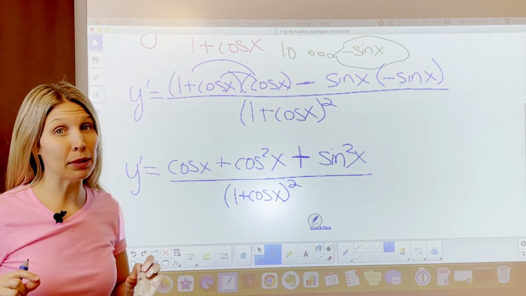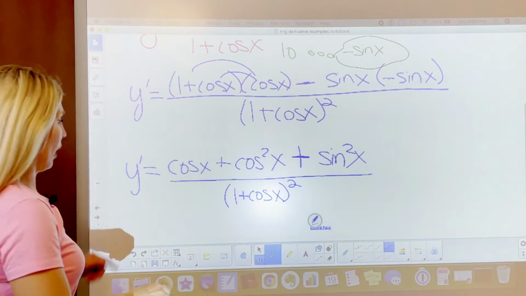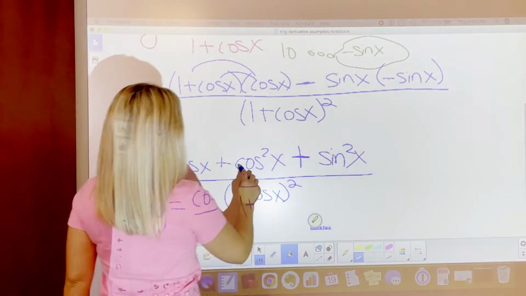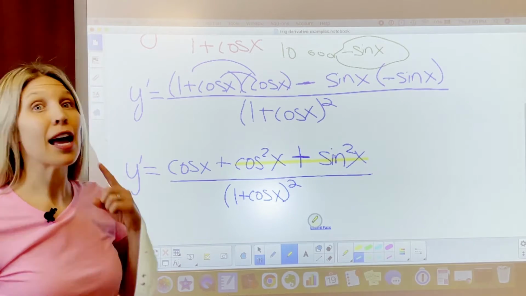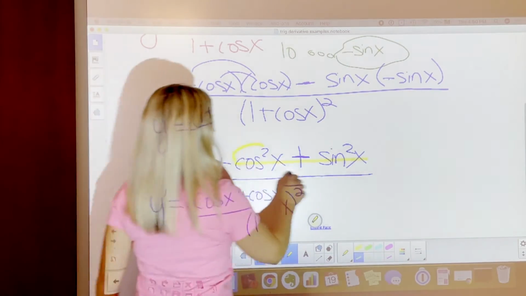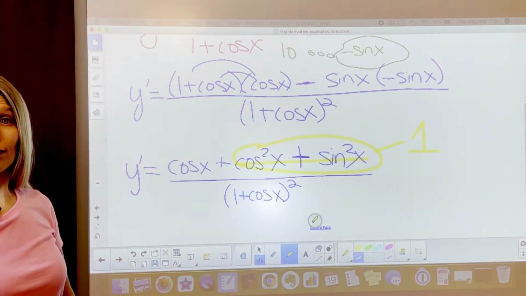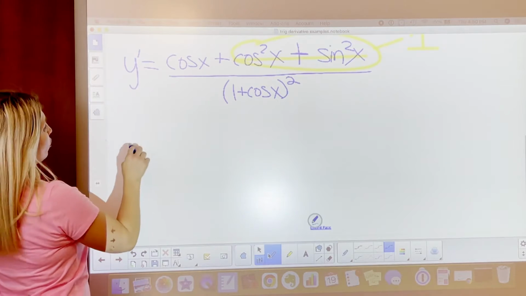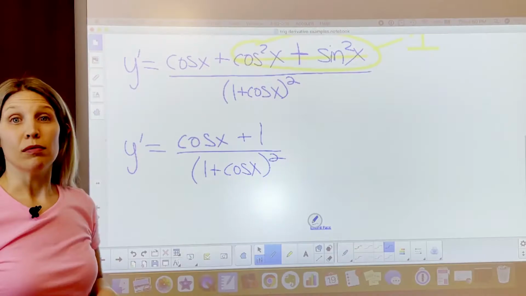Now, hopefully you're getting a little bit excited because you should see something in the numerator and go, oh, I recognize that. Oh, I know what that is, right? Hopefully you see this piece right here. Cosine squared x plus sine squared x equals? Yes, it equals 1. So this whole piece right here just equals 1. Now, let's see what we have left. So in the numerator, y prime equals cosine x plus, this whole piece went to 1, all over 1 plus cosine x quantity squared.